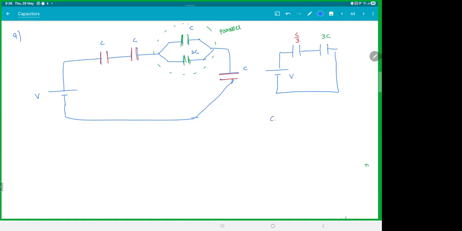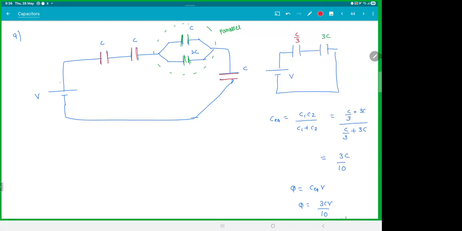So this whole circuit can be simplified like this. And these two are in series again. So the formula is C1 C2 by C1 plus C2. That would be C by 3 into 3C by C by 3 plus 3C. That would be 3C by 10. That's your C equivalent. So what is the charge? Q is equal to C equivalent into V. So the charge flowing through the battery is 3CV by 10. So this much charge will go through the battery.